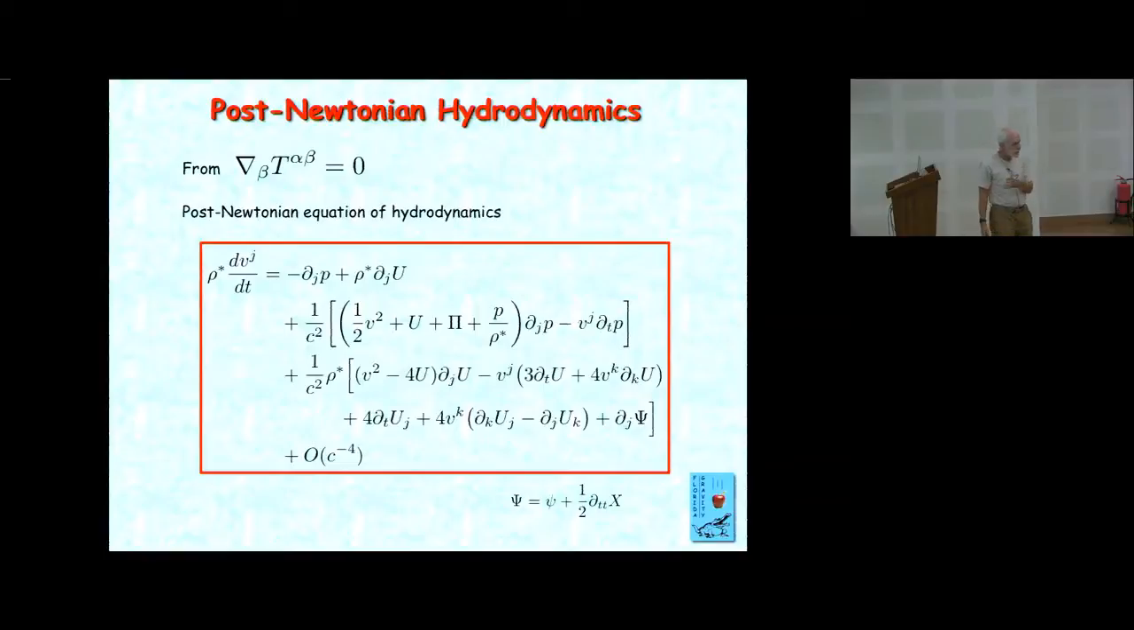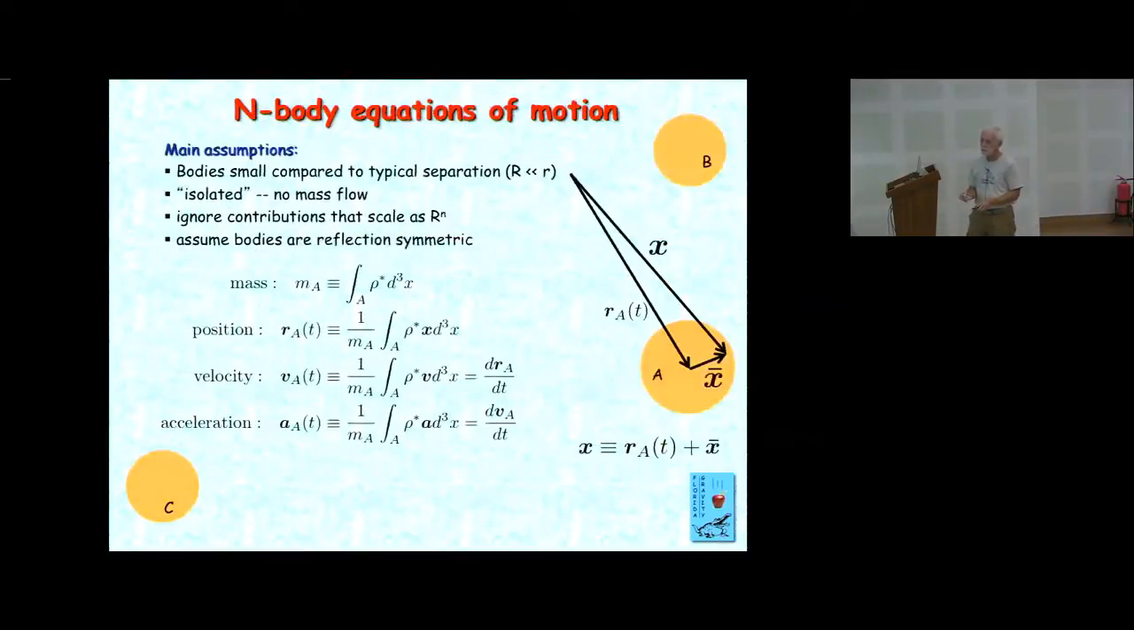And now I want to take these and attack a number of specific problems. The first one I want to attack is a repeat of the calculation that we did in Newtonian theory: the motion of n bodies moving around each other, each body treated as very, very small compared to the distance between them. Bodies that are isolated, so there's no mass flow. Here we're going to ignore all tidal contributions. In Newtonian theory, we included all those multiple moment contributions. Here we're going to ignore them. To include them would get very, very messy.